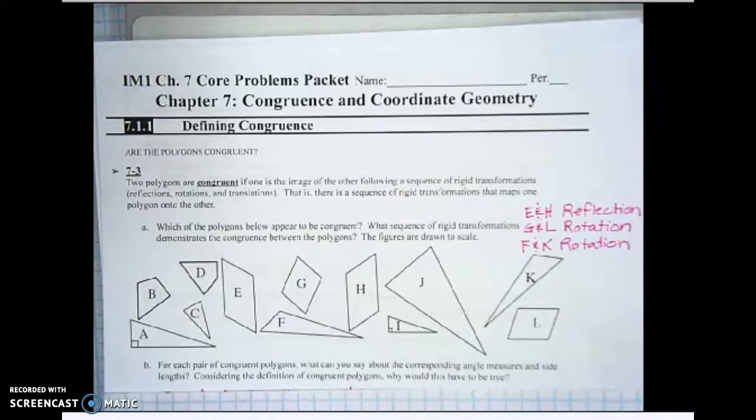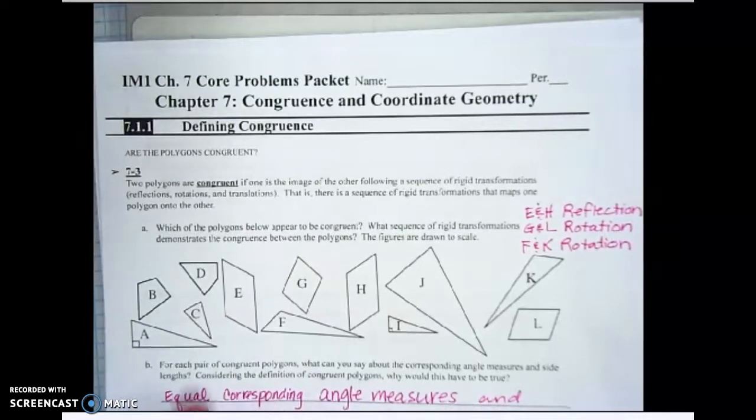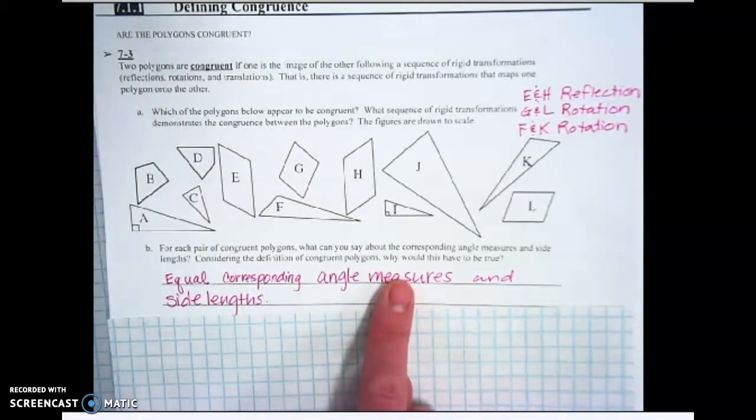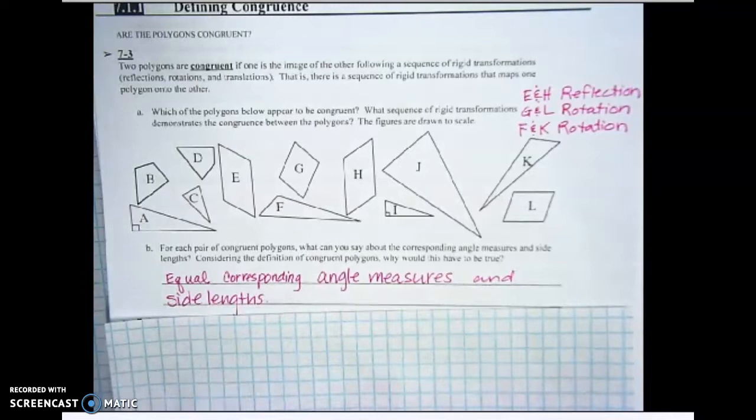Part B says, for each pair of congruent polygons, what can you say about the corresponding angle measures and side lengths? Considering the definition of congruent polygons, why would this have to be true? So they're going to have equal corresponding angle measures and equal corresponding side lengths.